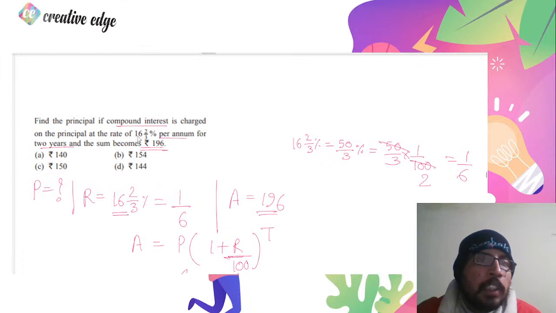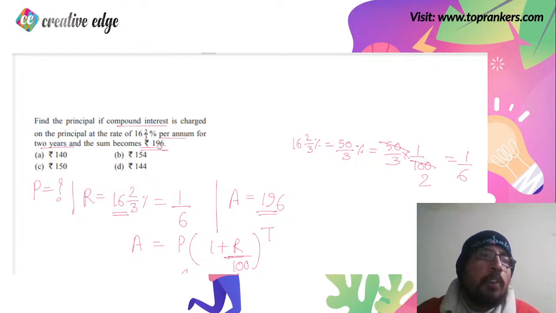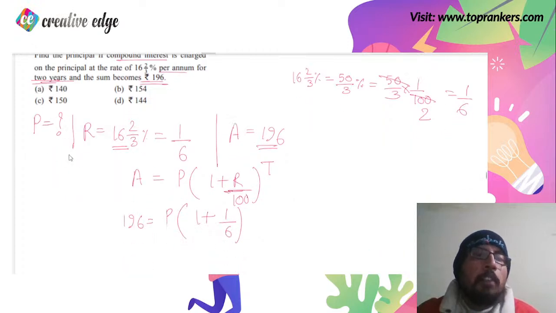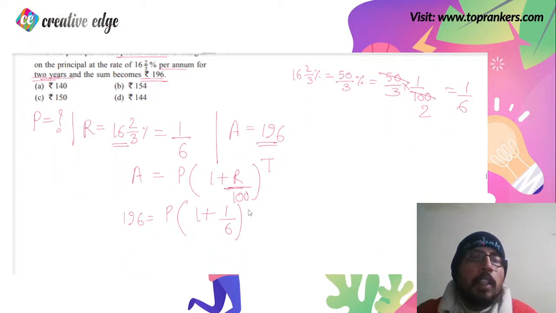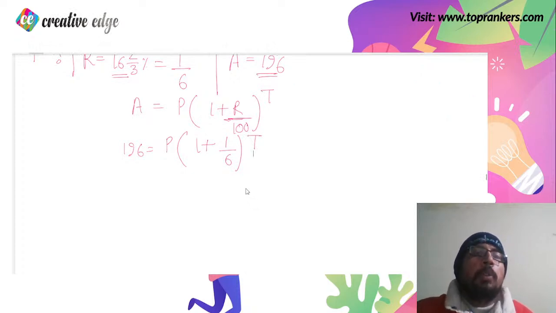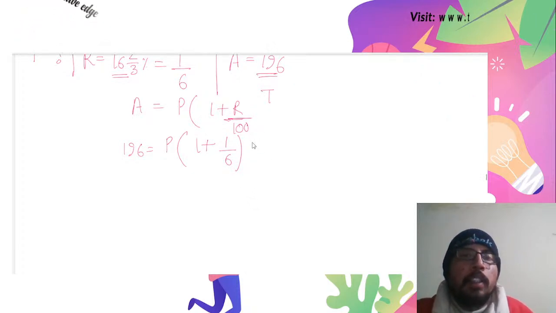Now I guess time is given to you. Find the principal if the compound interest is charged on the principal at the rate of this percent for 2 years. Time is given to you, that is 2. Right? So time is 2 basically.